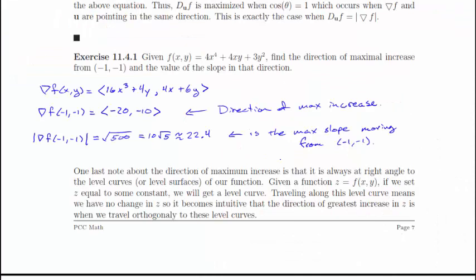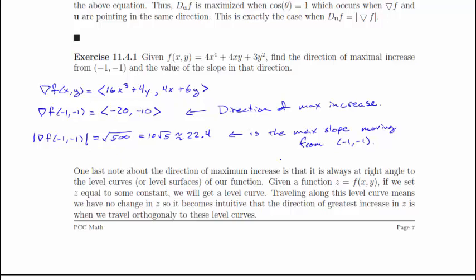So one other thing that we want to say about the direction of maximum increase is that it's always at a right angle to the level curves or level surfaces of our function. So if we have a function z equals f of x comma y, if we set z equal to some constant, we get our level curves, right? Traveling along this level curve means that we have no change in z, so it becomes intuitive that the direction of greatest increase in z is when we travel orthogonal to these level curves.